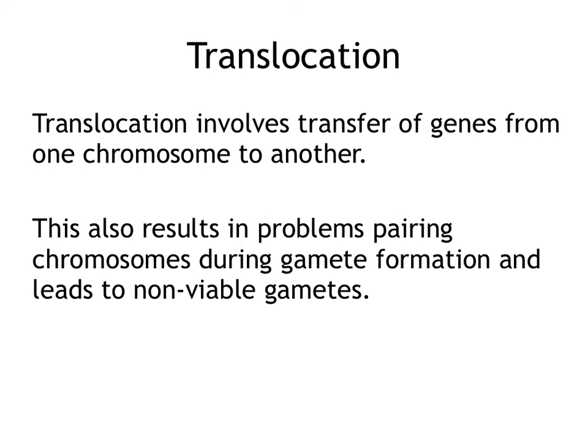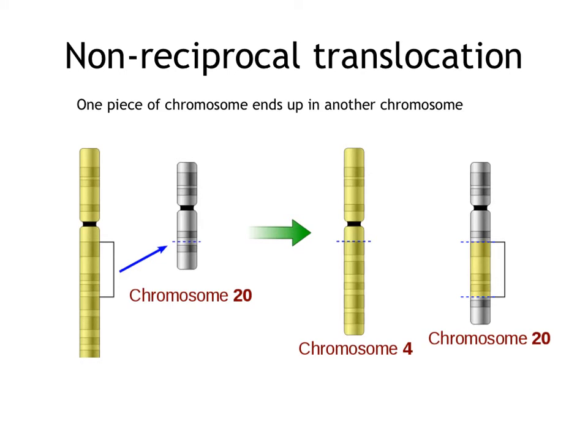So here, translocation. Now translocation involves the transfer of genes from one chromosome to another, and that also results in problems with the pairing of chromosomes during gamete formation, and also leads to non-viable gametes, so gametes that can't be fertilized. And here's some examples of translocation.